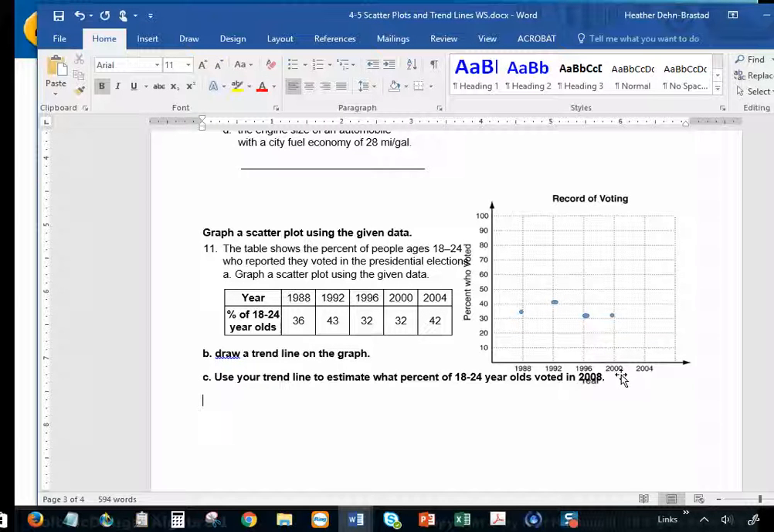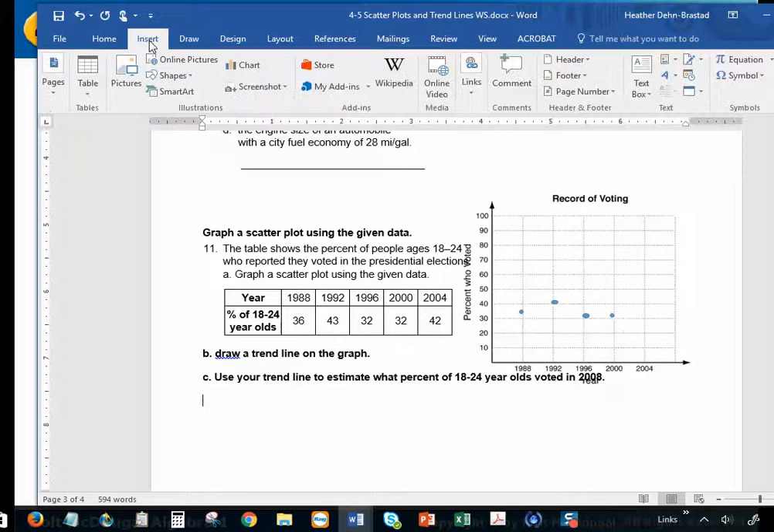And also note that mine are filled in. That's just because at some point I clicked that I wanted them to have a fill. But if yours are just open circles, that's totally fine. And at 2004, I need 42.